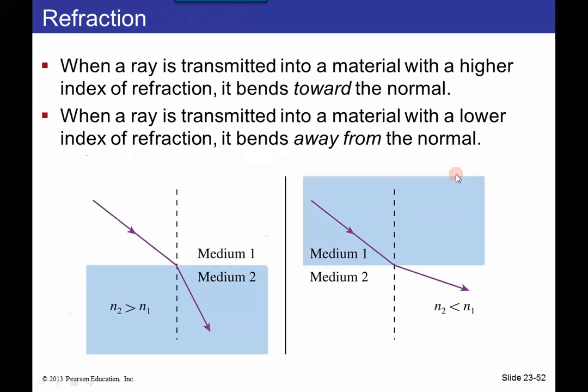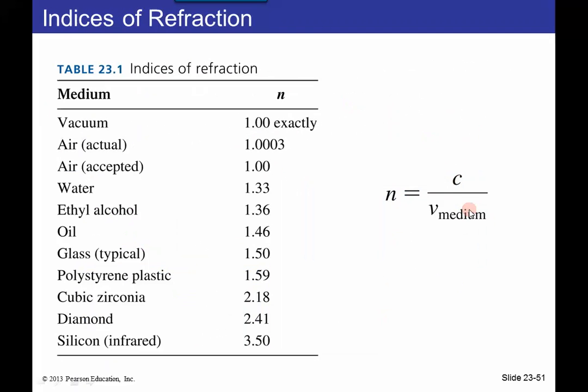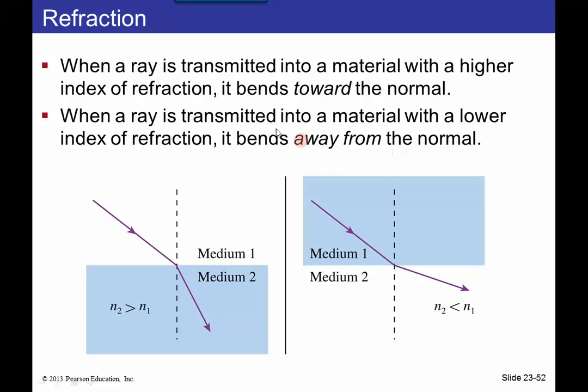And there is another important thing that happens when a ray is transmitted into a material with a higher index of refraction. It bends towards the normal, like in this case. Medium 1 could be air, medium 2 could be glass, so it bends towards the normal. When light is transmitted from, say, glass to air, then the light bends away from the normal.